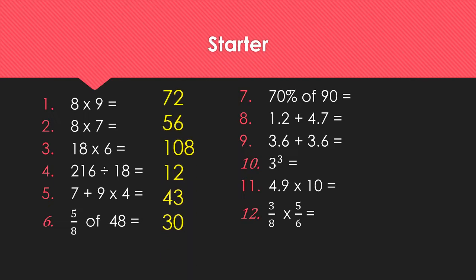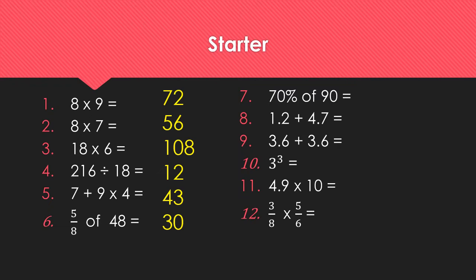So 8 times 9 equals 72. 8 times 7 is 56. 18 times 6. Now you could have done the formal written method, or some of you might have remembered I said you can halve one number and double the other. So if you halve 18, you get 9, and if you double 6, you get 12. And what's 9 times 12? That's right, it's 108.